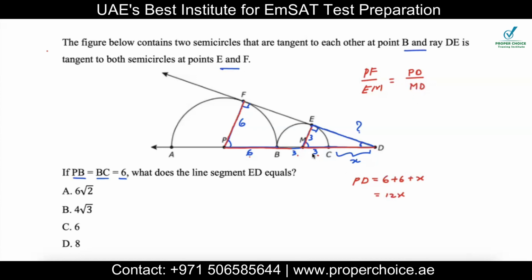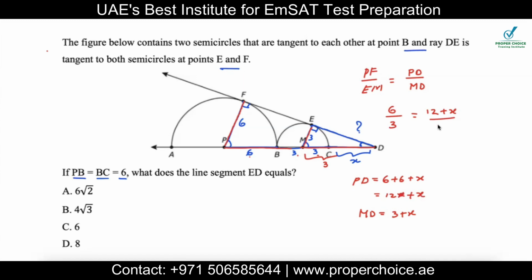So what is the length of MD? The length of MD here is going to be 3 plus X. Now just substitute the values. PF is 6. As we know, EM is equal to 3, equal to PD, which is not 12X, I'm sorry, it's 12 plus X, divided by MD.